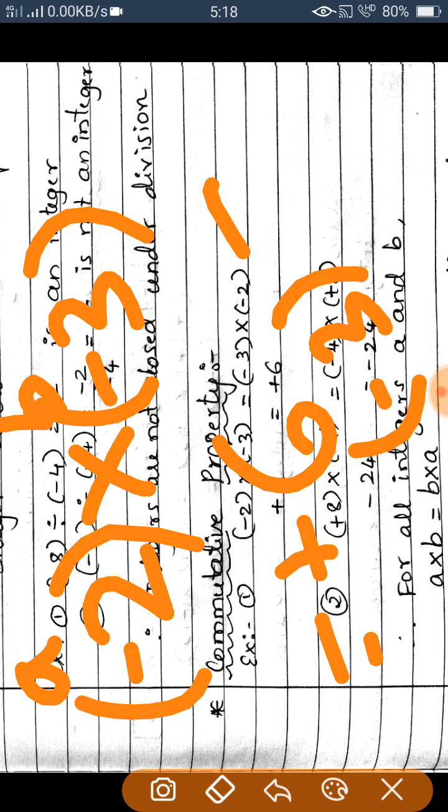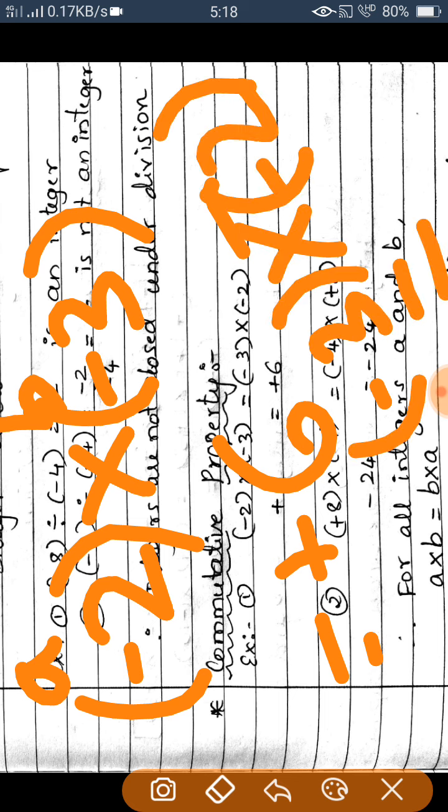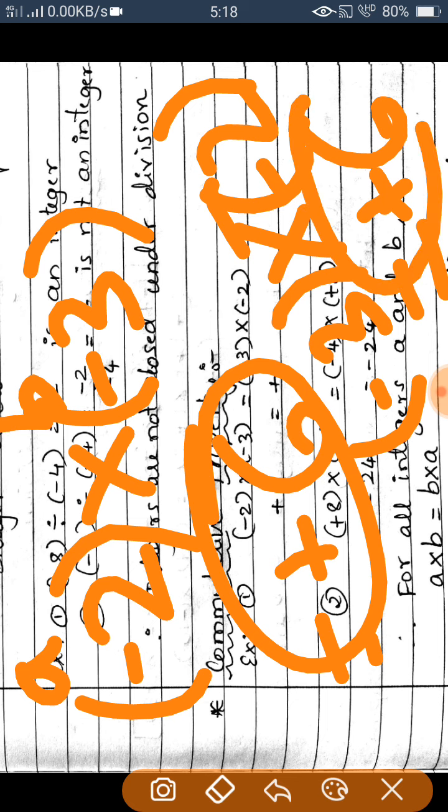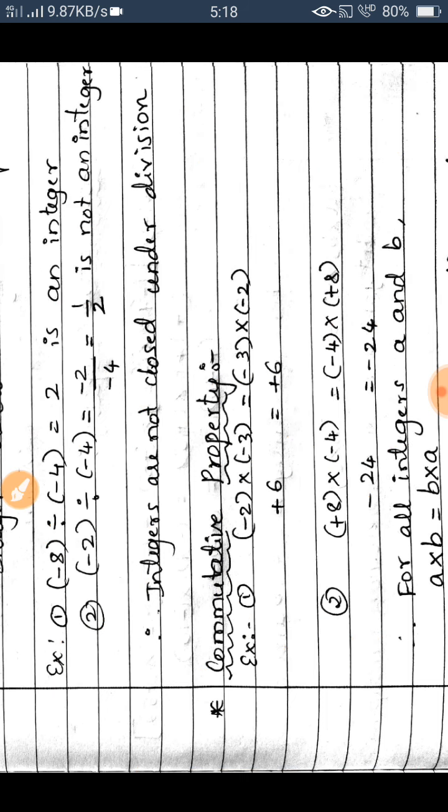-3 into -2. So what is the answer? 3 2s are 6. Here also plus 6. So both here also plus 6, here also plus 6. So commutative property is true for multiplication of integers.